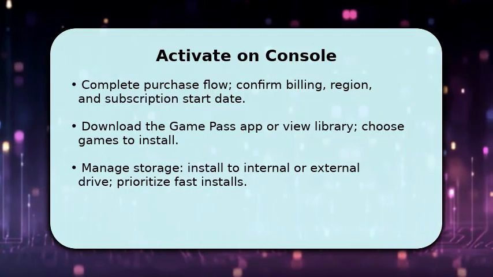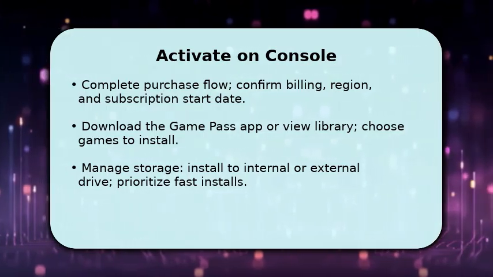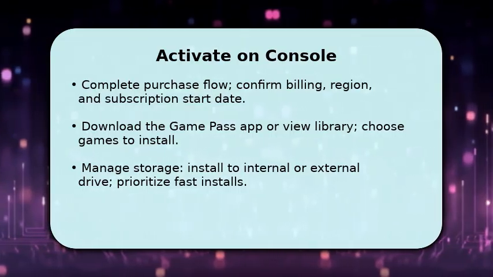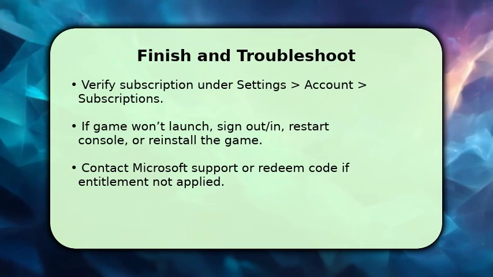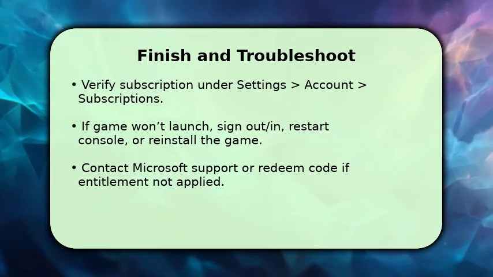You should see download progress in My Games and Apps. Make sure the console stays online for license verification. If prompted, restart the console to finalize entitlements and cloud features. To finish, confirm the subscription under Settings, Account, Subscriptions, so you know the start and renewal dates.